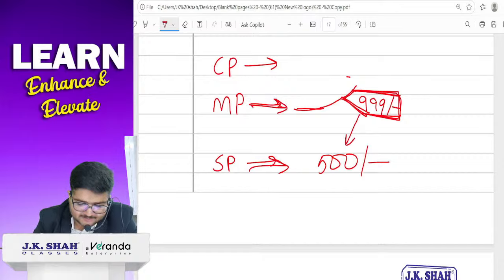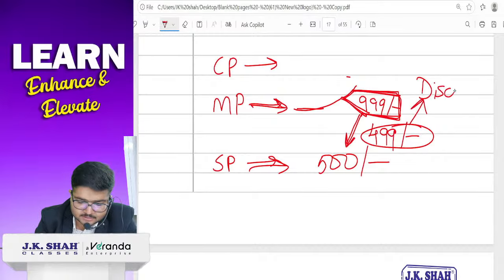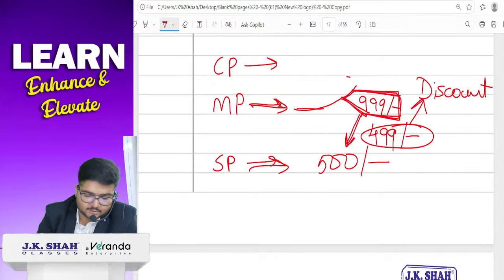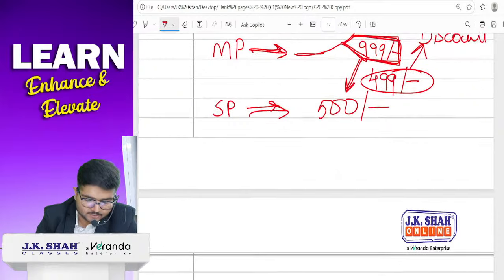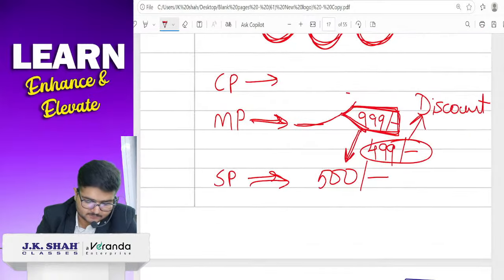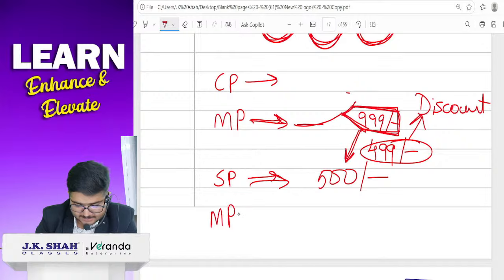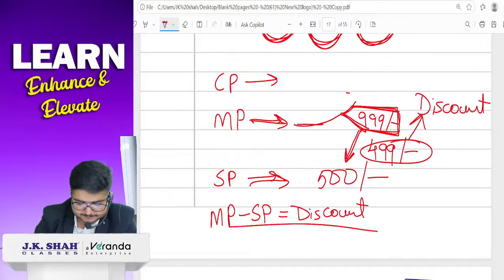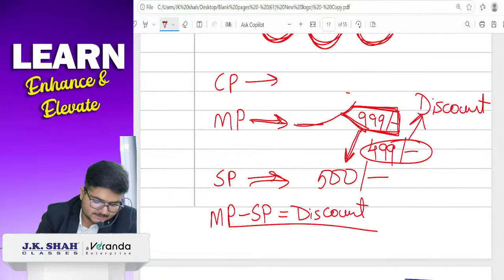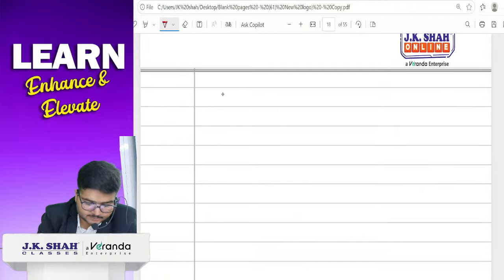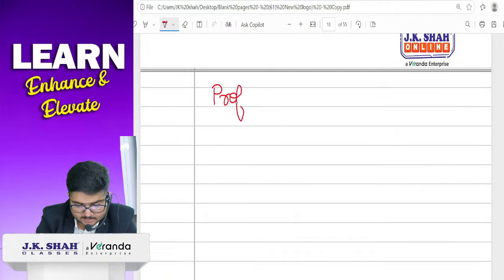Then sir, what is the difference between these? The difference between both the numbers, 499, this is your discount. So in front of you I have made a very simple formula. Marked price minus selling price is your discount. Very easy. Understood? Let us move forward to further concepts called profit and loss.